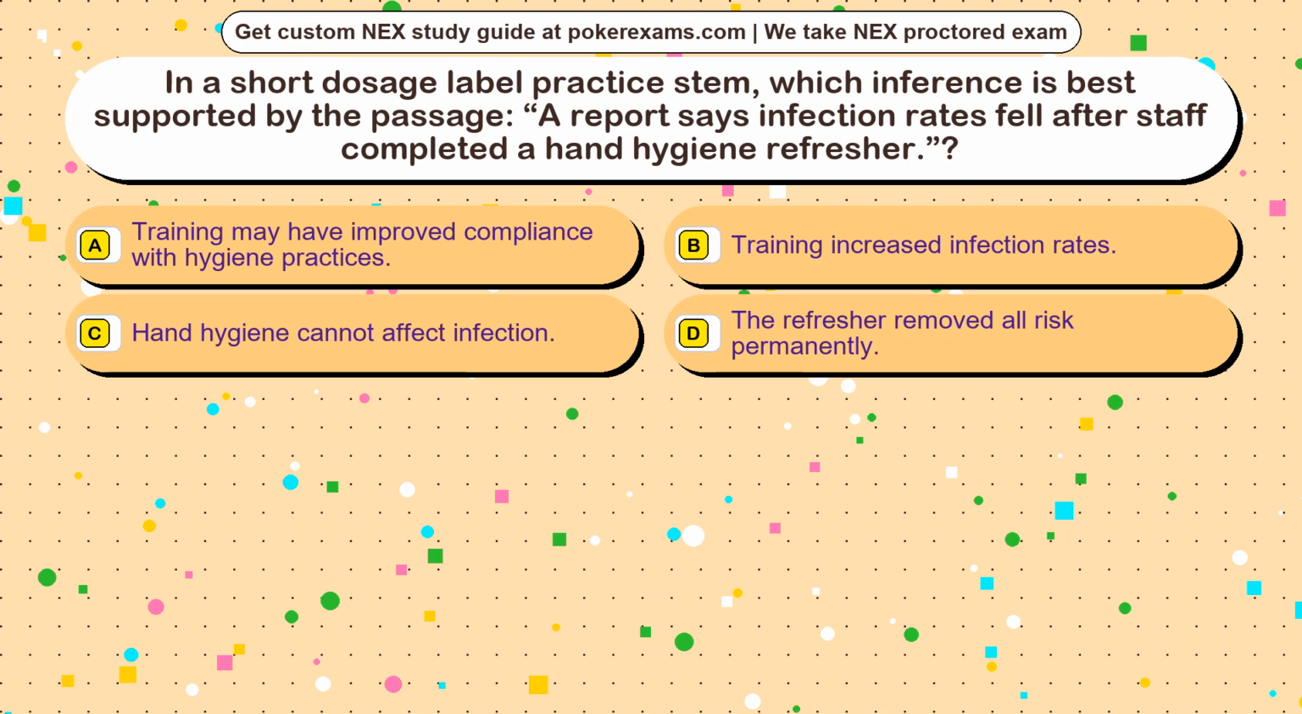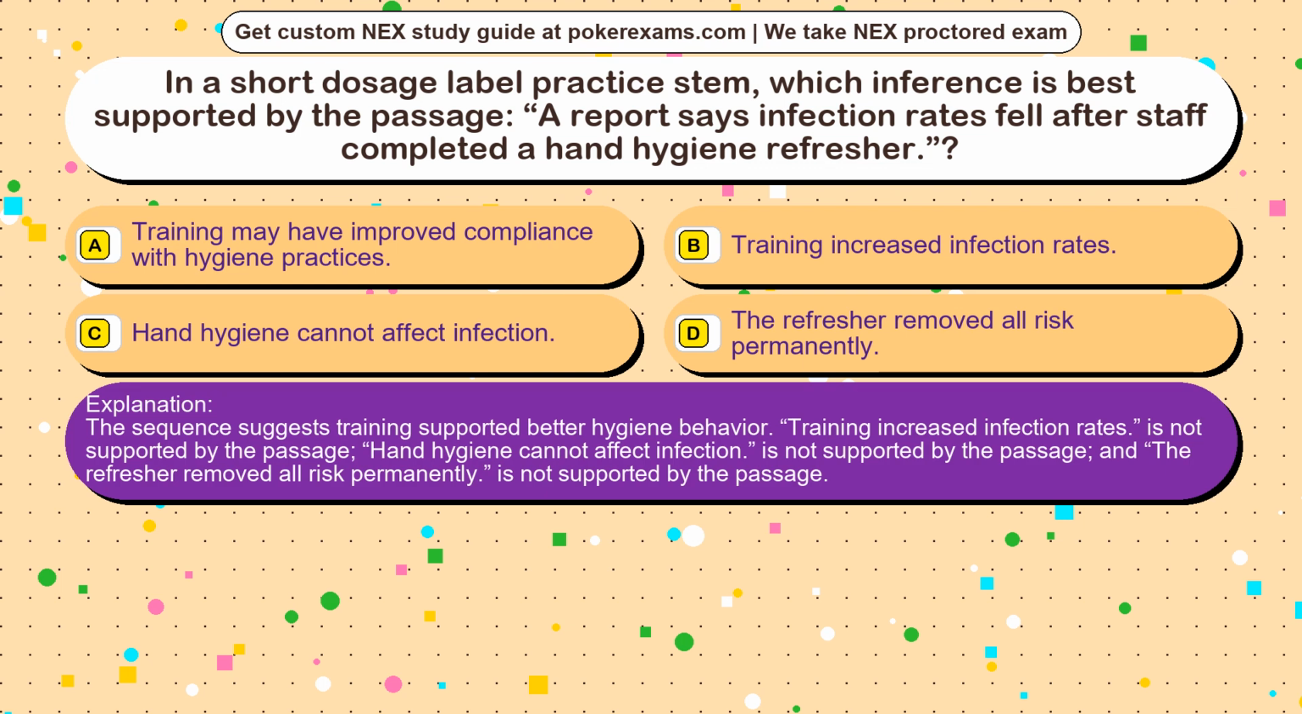The correct answer is option. The sequence suggests training supported better hygiene behavior. Training increased infection rates is not supported by the passage, hand hygiene cannot affect infection is not supported by the passage, and the refresher removed all risk permanently is not supported by the passage.